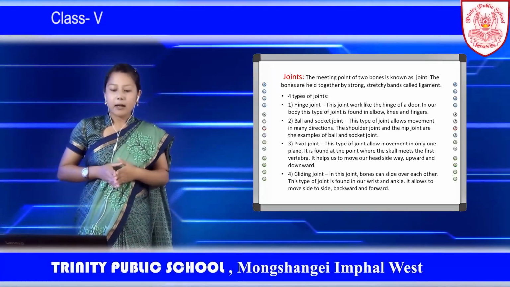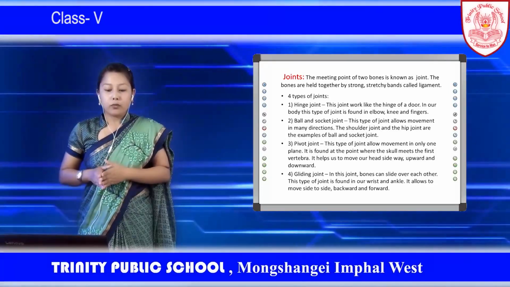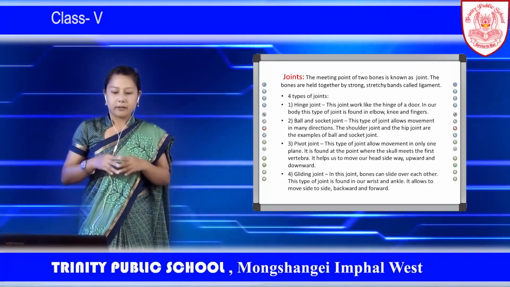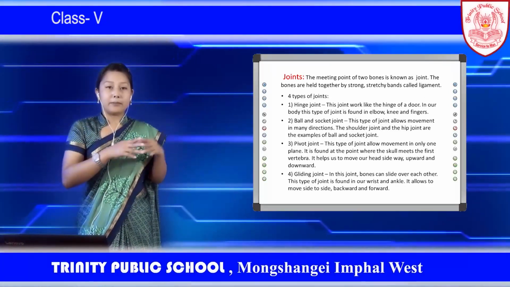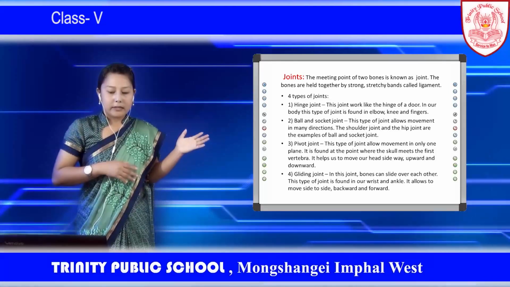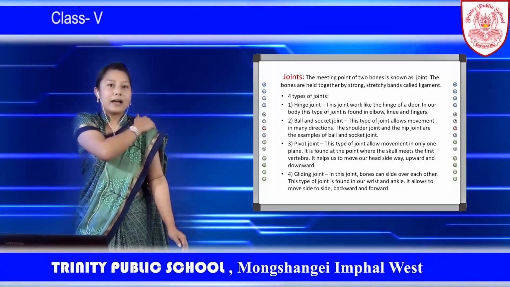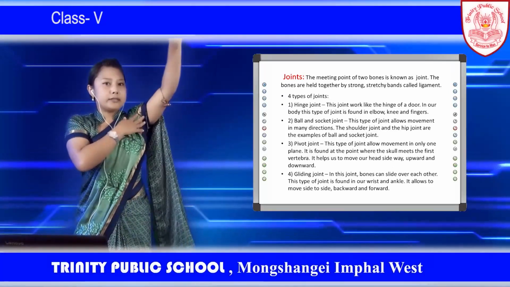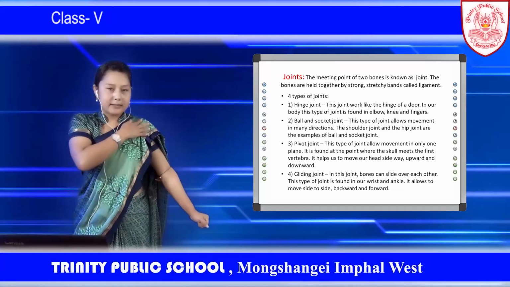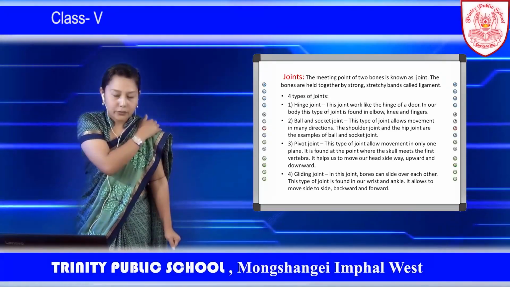The next is the ball and socket joint. This type of joint allows movement in many directions. Look here. The shoulder joint and the hip joint are examples of the ball and socket joint. Here you have a ball and socket joint. You can move your arm in all directions like this. Understand? So this type of joint is a ball and socket joint.